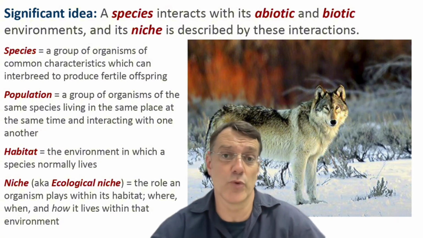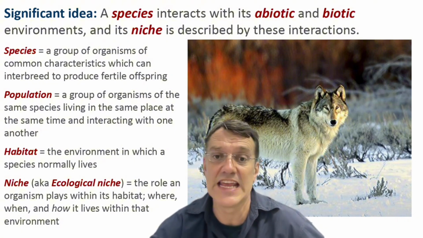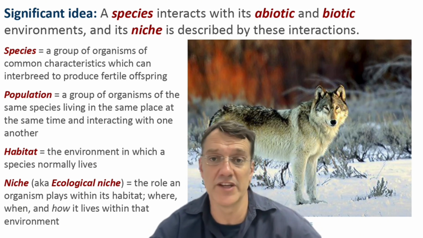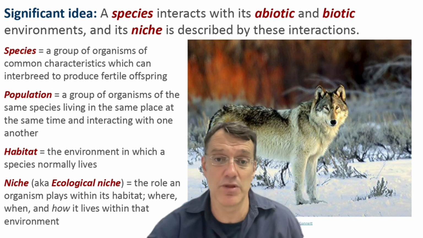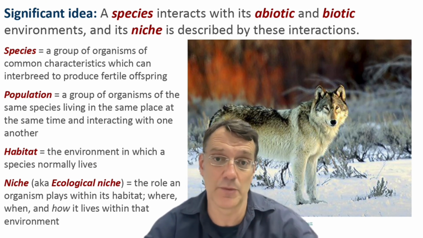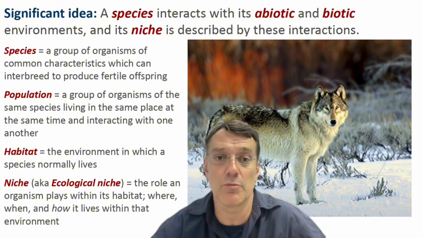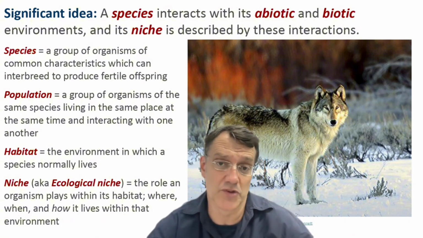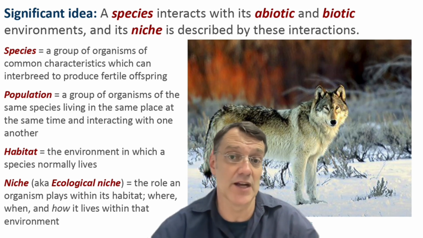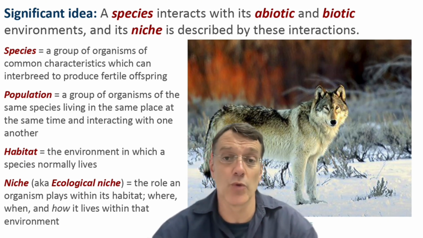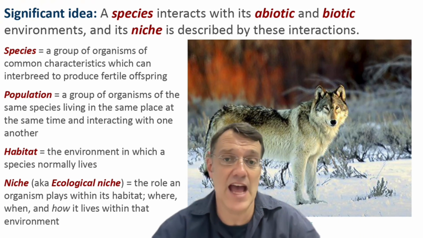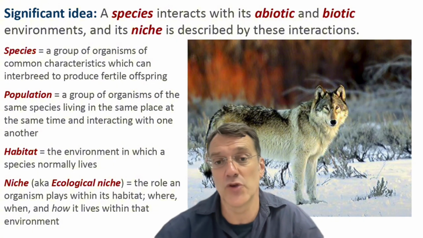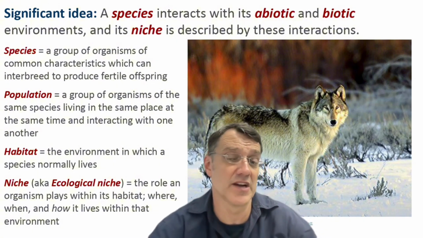A species is a group of organisms that share common characteristics and can interbreed to produce fertile offspring. A population consists of organisms of the same species living in the same place at the same time and interacting with one another. The habitat refers to the environment where a species normally lives, their physical home, so to speak. And a niche, or an ecological niche, describes the specific role that an organism plays within its habitat, including where it is, when it lives, how it lives, what it feeds on, and the other organisms that it interacts with.